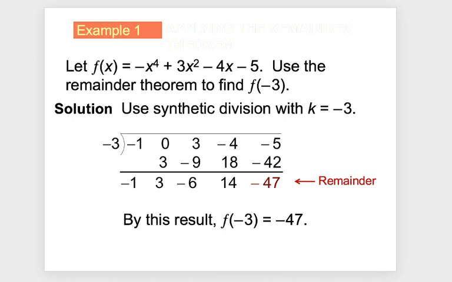when we have that k value, we're actually dividing it by x plus 3 in order to get the remainder of -47. Because in this case, k will equal -3.